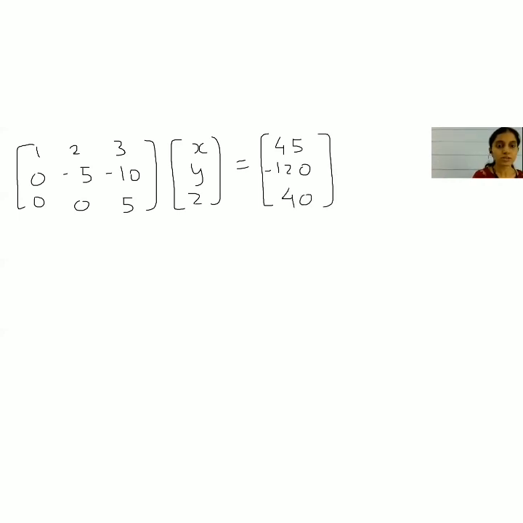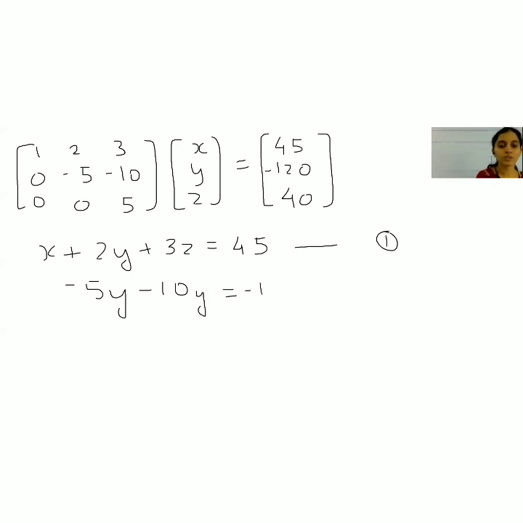So the answer, now what do you have to do? You have to write the equations again, that is multiply again. So we'll have x plus 2y plus 3z is equal to 45, first equation. Then we have minus 5y minus 10z equal to minus 120. We'll just divide here by minus 5.